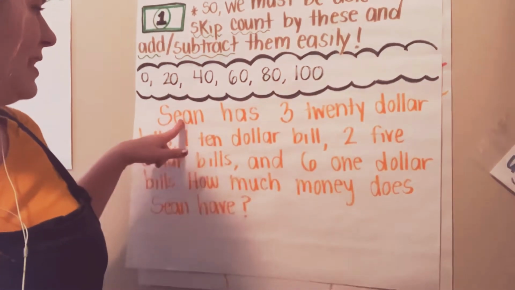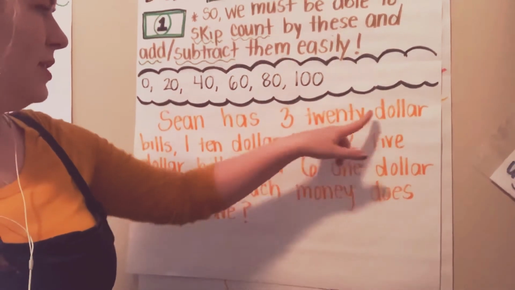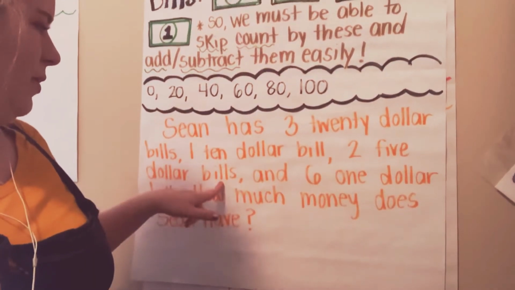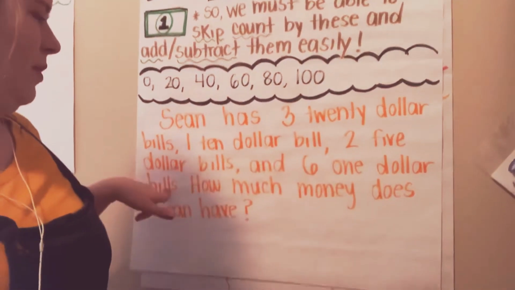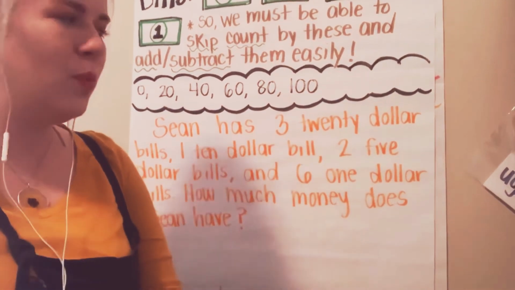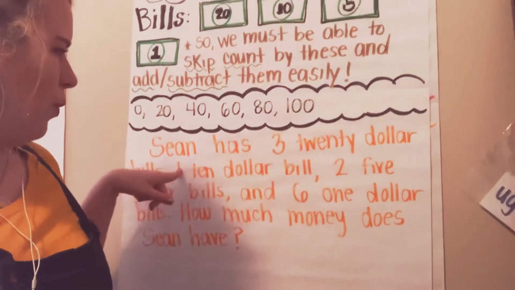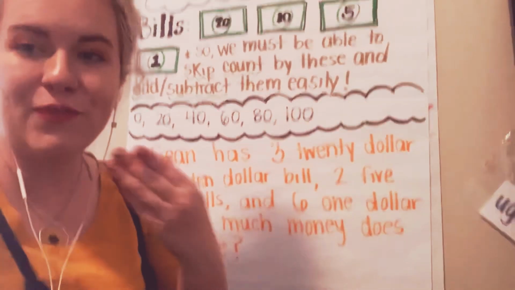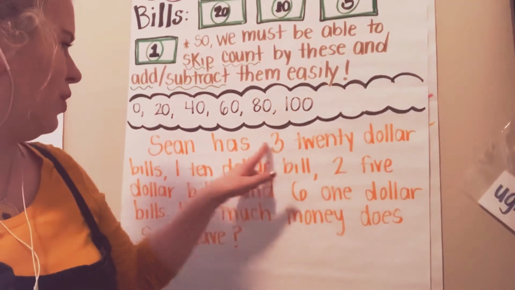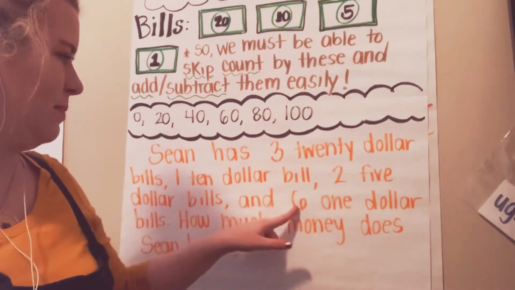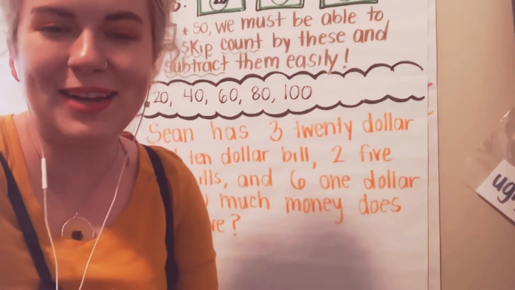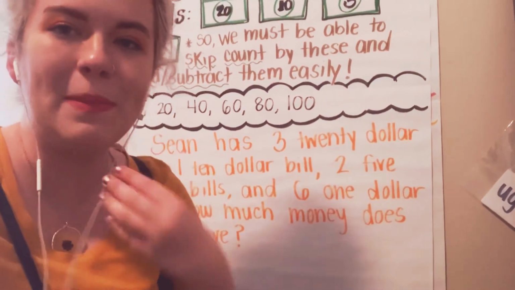It says, Seon has 3 $20 bills, 1 $10 bill, 2 $5 bills, and 6 $1 bills. How much money does Seon have? And just like our coins, when we look at this and we see a 3, a 1, a 2, and a 6, our first instinct might be to add those numbers together and say that Seon has 3 plus 1, 4 plus 2, 6 plus 6, 12. Seon has $12. Well, no, that's going to be incorrect because you counted how many bills he had.